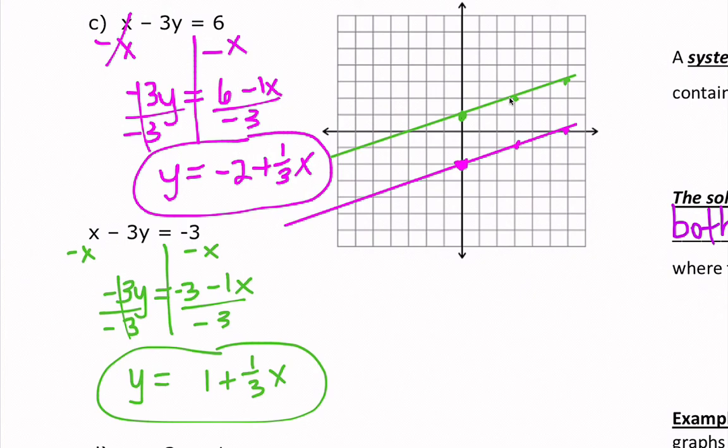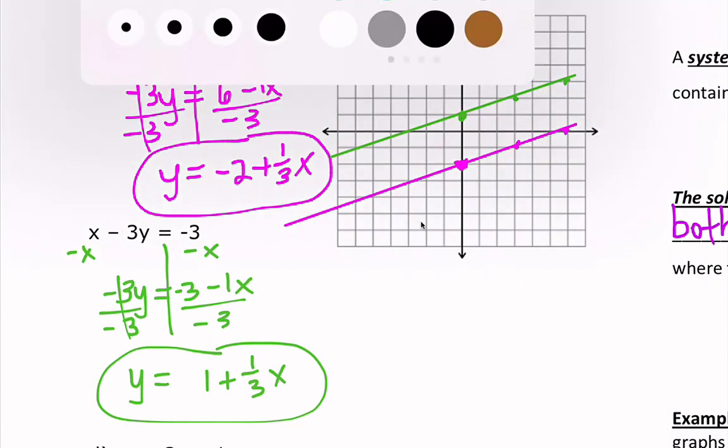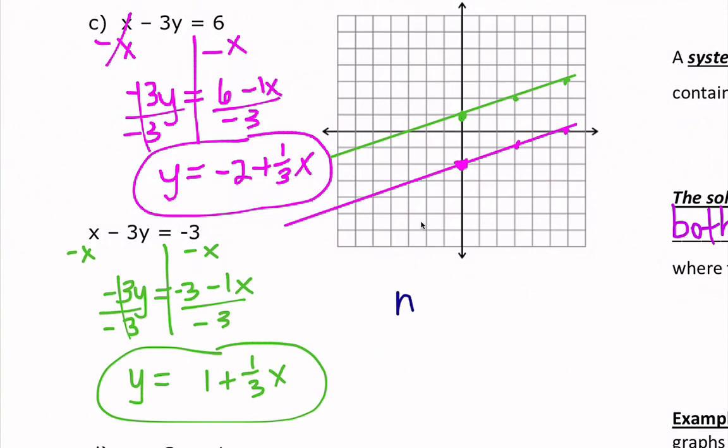All right, so now that they're both graphed, you should notice that these two lines are parallel. And you should have noticed from the equation, this slope has a positive 1/3. This slope has a positive 1 slope. We know that lines that have the same slope are parallel, which means they will never intersect. So my answer on this one is no solution.